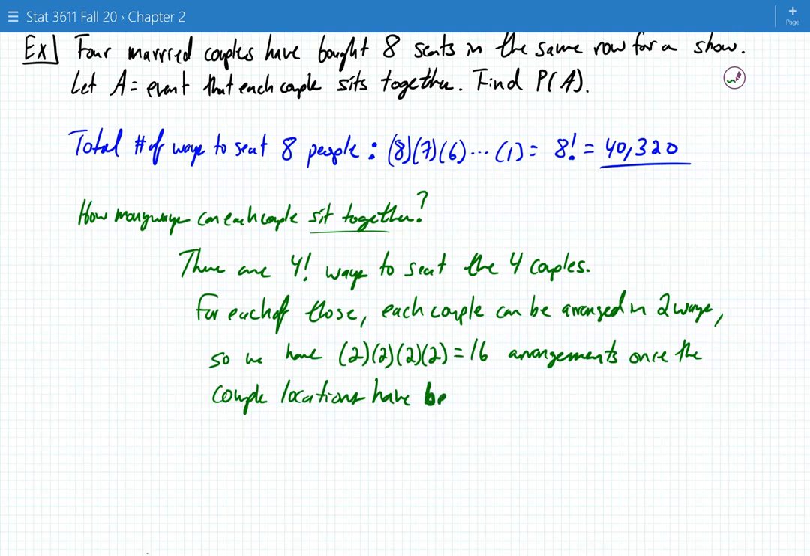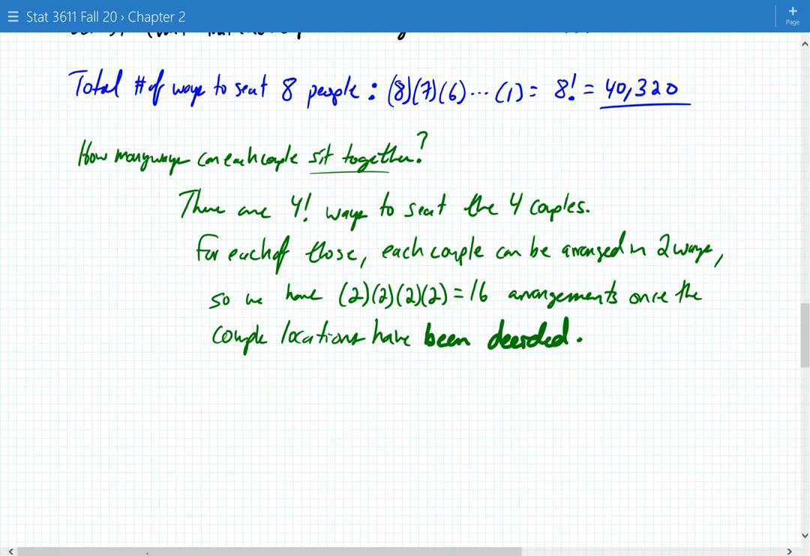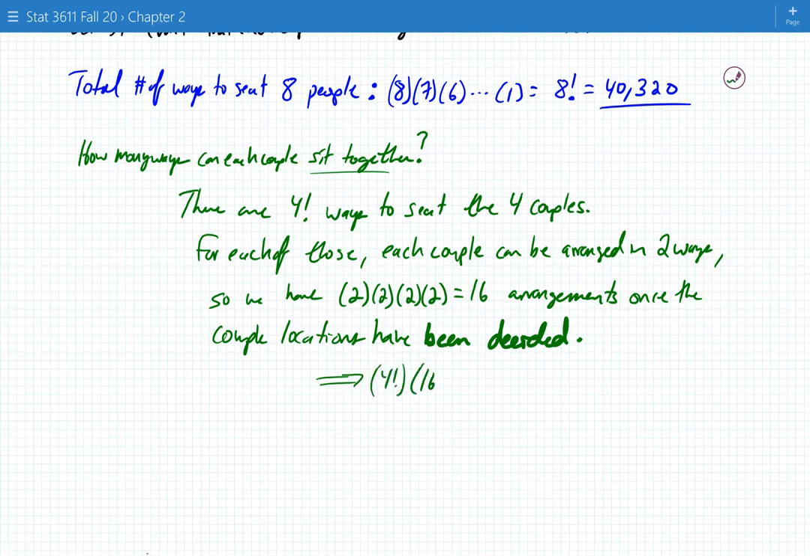Let's reset that. So what do we have then? 4 factorial times 16. So that's 4 times 3 is 12, 12 times 2 is 24. So then we're looking at 24 times 16 by the multiplication rule. And we run that through a calculator. That should be 384 ways.